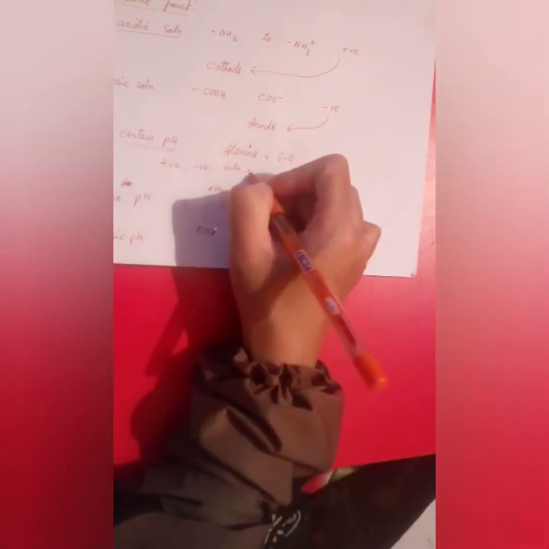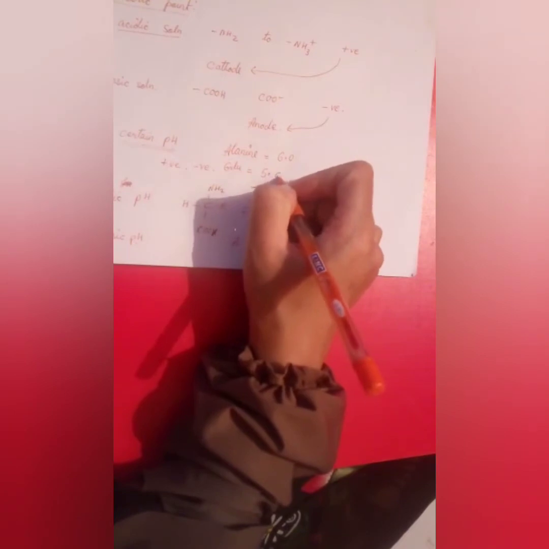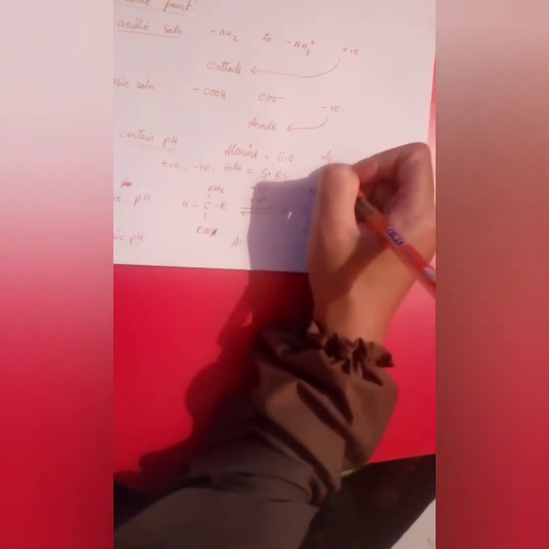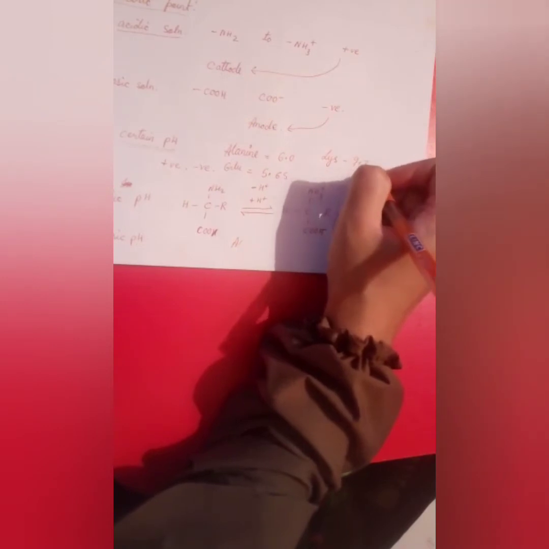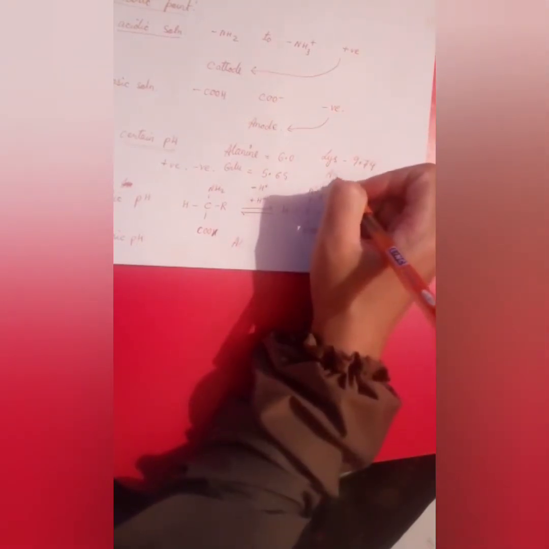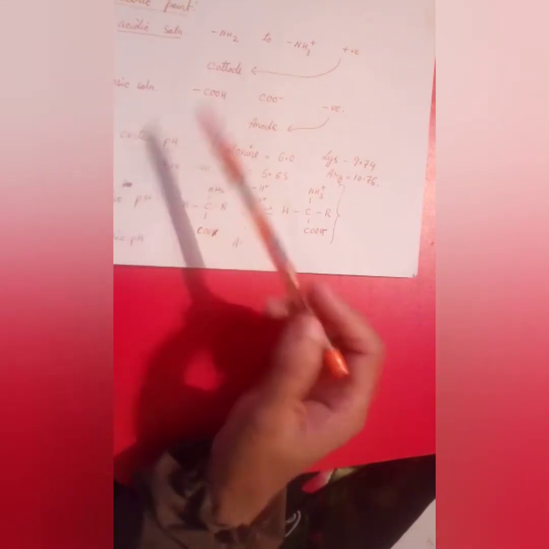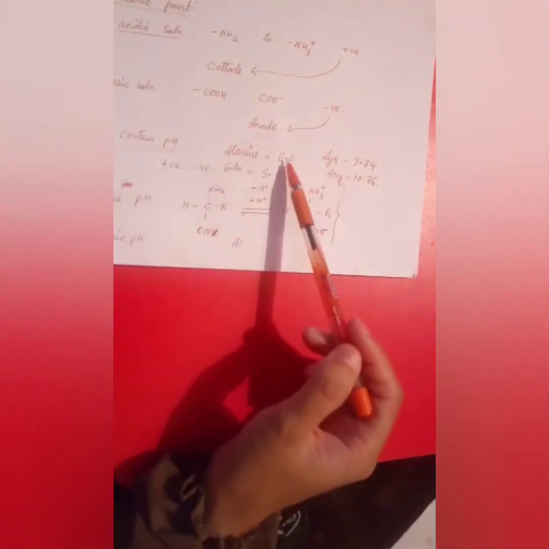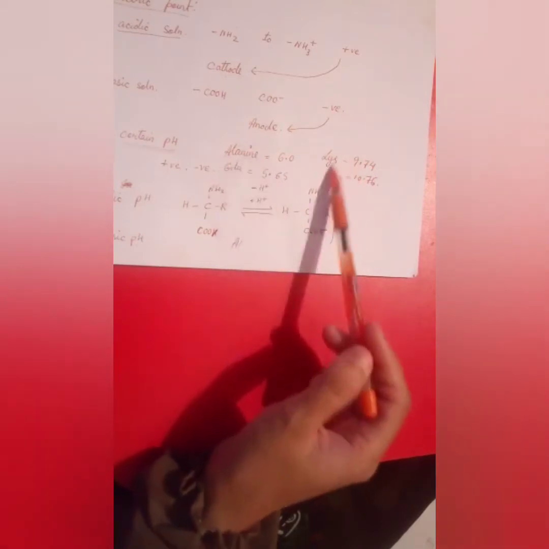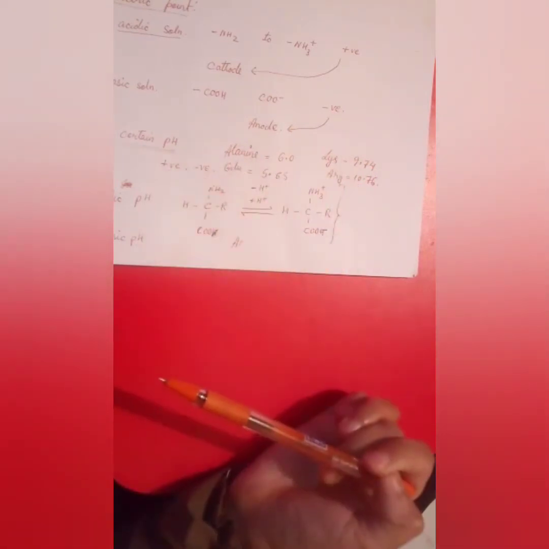So alanine's isoelectric point is at pH 6. For example, glutamate has its isoelectric point at 5.65. Then lysine has its isoelectric point at 9.74 and arginine at 10.76. So we see that all these amino acids have different isoelectric points. This is the pH where these amino acids become both positively and negatively charged, and they will not be attracted to either the cathode or the anode.